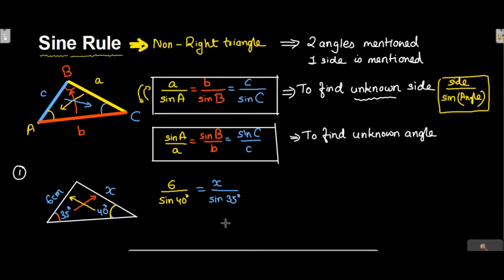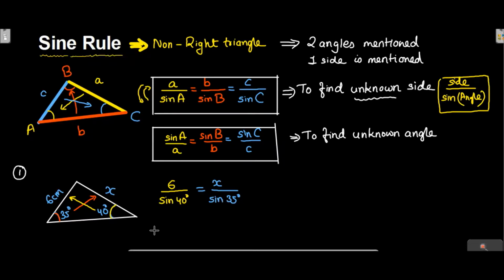When you are using sine rule, you don't have to worry about cos and tan. Sine rule is having only sine. That is why the name itself is given sine rule. That's why we are using only sine here. Okay, we are not using any cos or tan. In sine rule, it is only sine. So you don't have to worry about that. It is always sine.